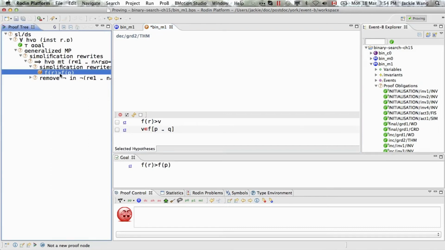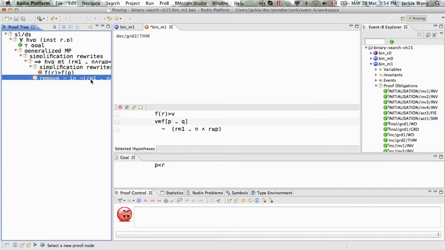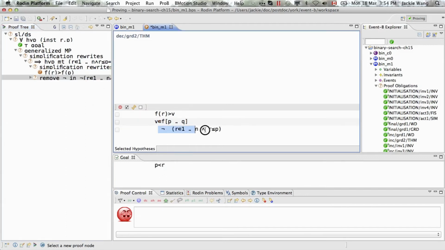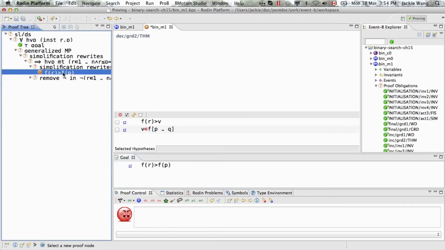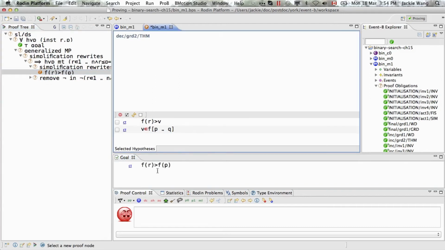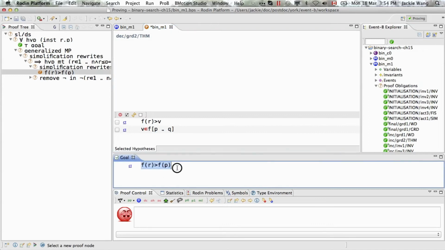So this one here would be f of r larger than f of p; this is actually the negation of the consequence, and this one here is the negation of the antecedent. And using this, we have to prove this eventually. But let's take care of the negation of the consequence first. Okay, so now we want to prove that f of r is larger than f of p.